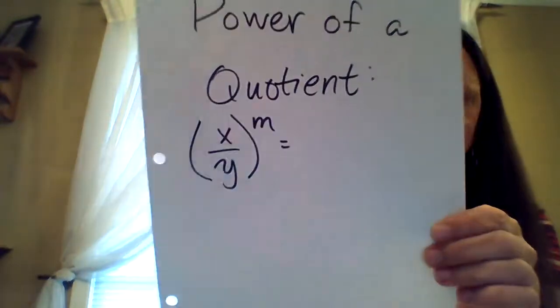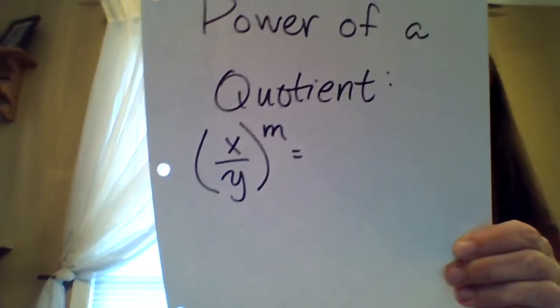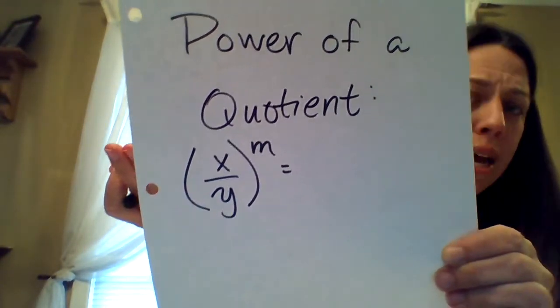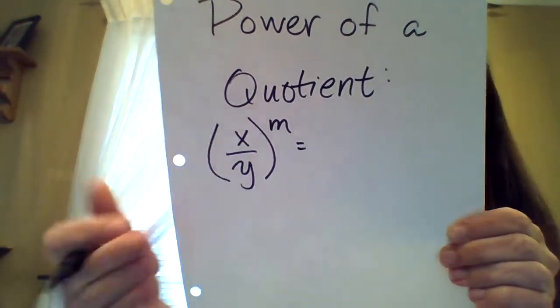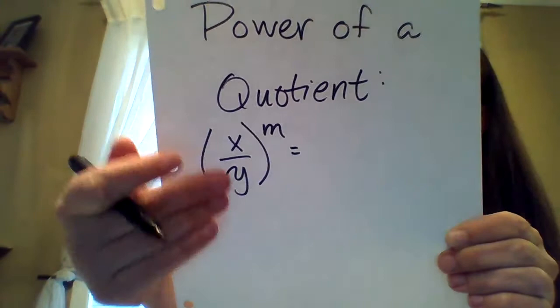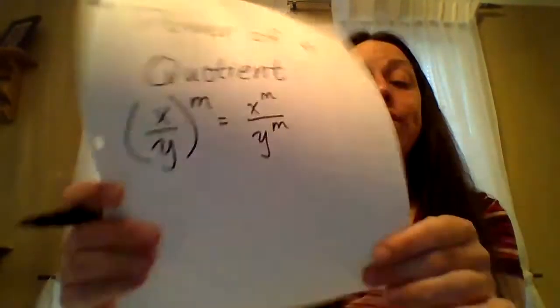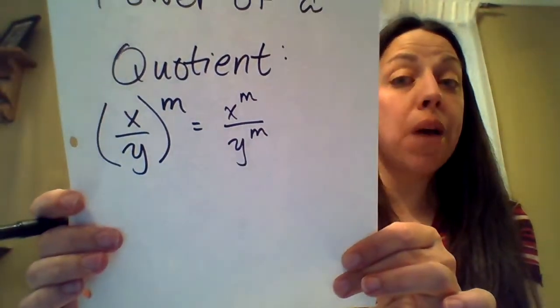Since we were doing division, what would happen if we had power of a quotient? That means inside parentheses we saw a fraction. Just like multiplication, we are going to put the exponent on both items. All right, so both the x and the y would get the exponent of m. All right, so let's look at a few exponents with quotients.